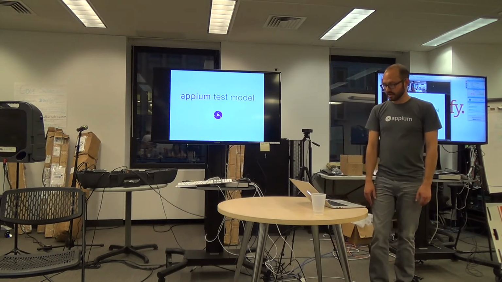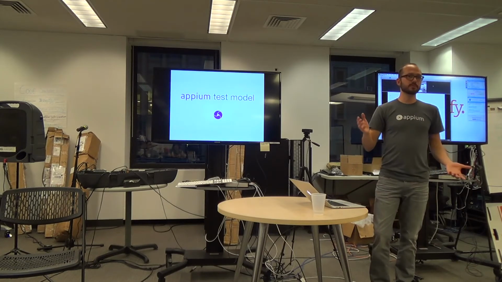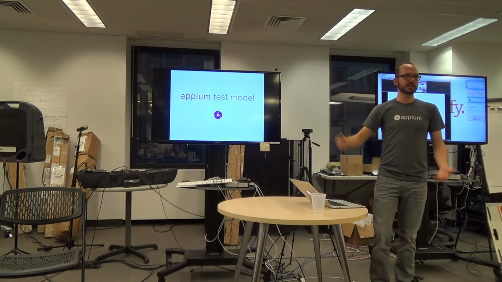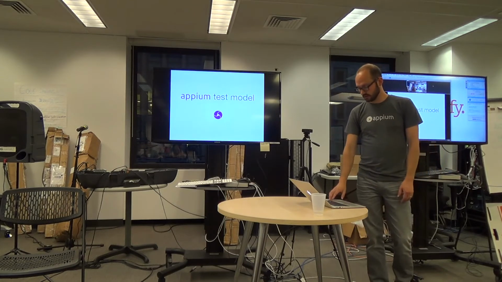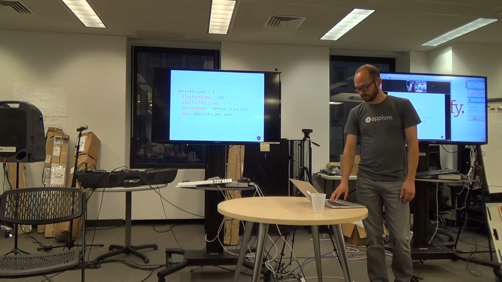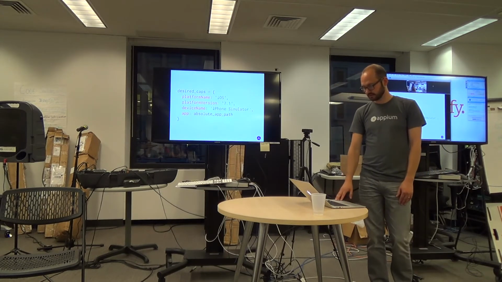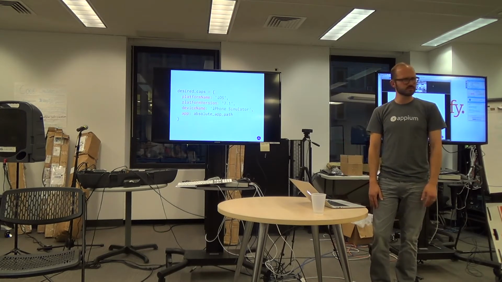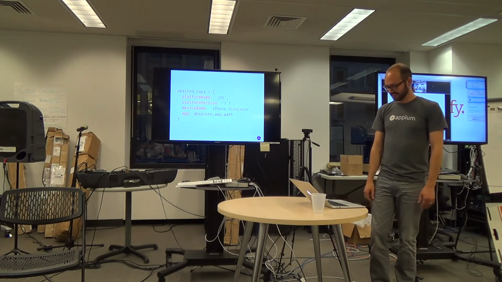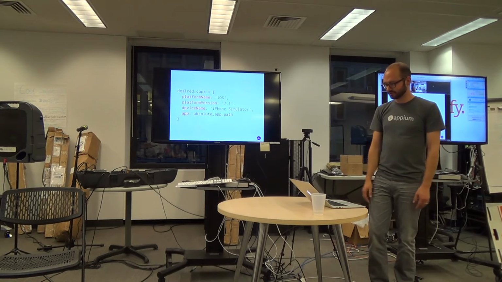So now I'll go through some specific examples to show how Appium has changed with some of these new features. And the language I'm using, I guess this is Ruby. Is this Ruby? Yeah, looks like Ruby. It's kind of like Python too.